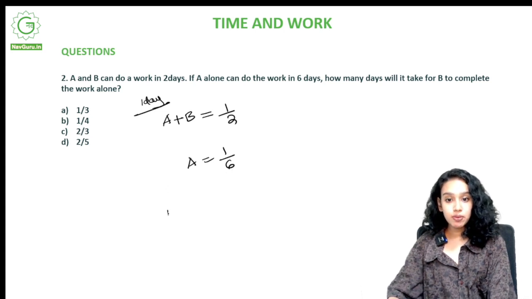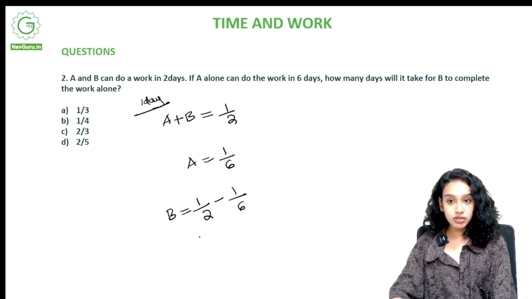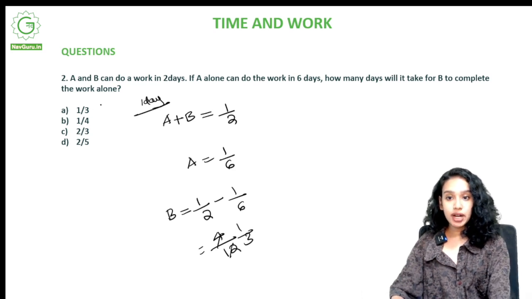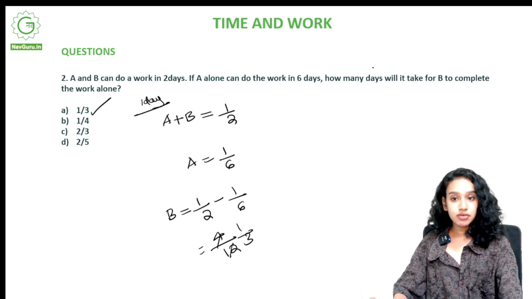So we have B does 1/2 minus 1/6 of the work in one day. That is (6 minus 2) over 12, which is 4/12. That is 1/3, right? So 3 days is the time required for B to complete the work alone, right?